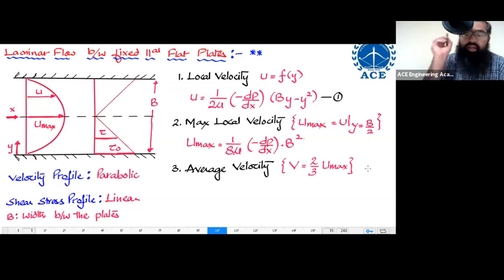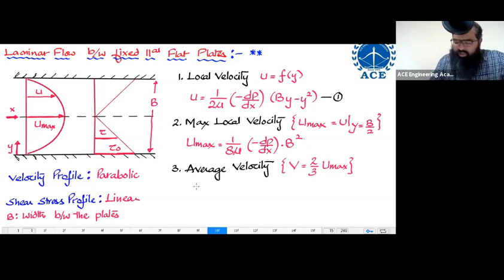I told you, when discussing kinematics, I had taken this particular problem. I replaced this entire thing, 1 by 2 mu into minus dp by dx, with a c because all these things are constant. I said local velocity is equal to c into b times y minus y square. Find the value of discharge, find the value of maximum local velocity, find the ratio of u maximum to v. All those things I discussed.